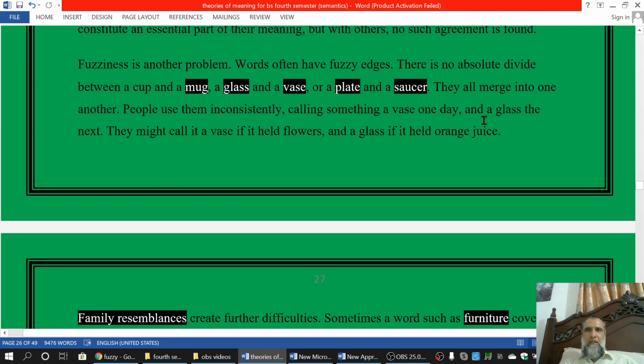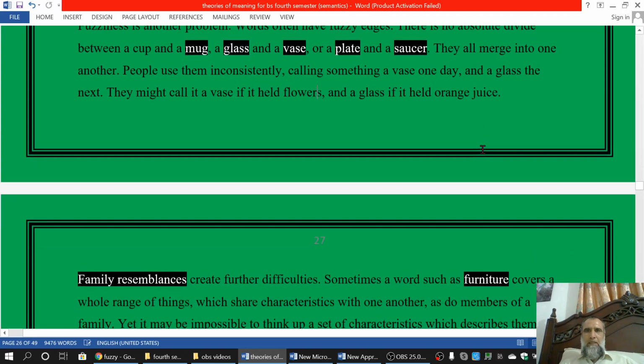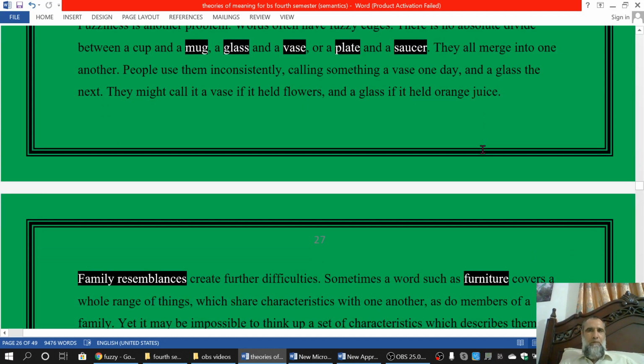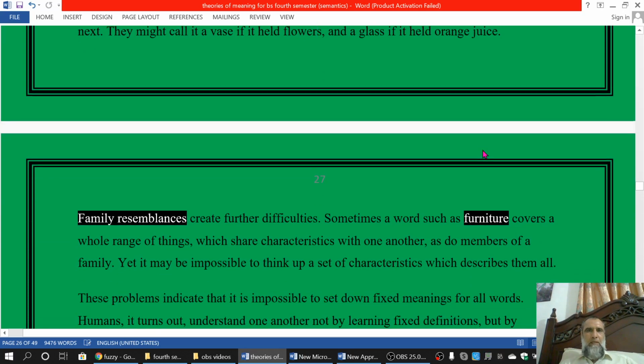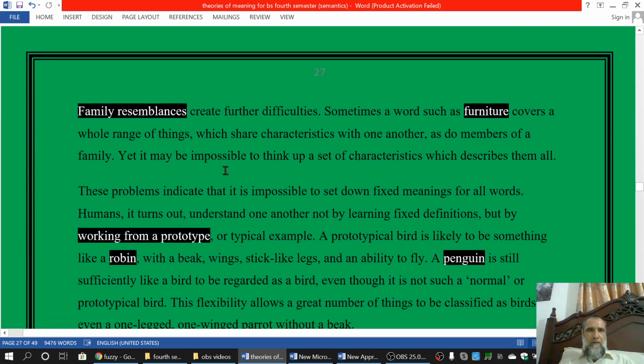Calling something a vase one day and a glass the next. کبھی واز کہتے ہیں, کبھی گلاس کہتے ہیں. They might call it a vase if it had flowers. اگر کسی چیز میں پھول ہیں تو اس کو واز کہتے ہیں. And a glass if it had orange juice. اور گلاس کہتے ہیں اگر اس میں orange juice ہو تو. And after this we discuss family resemblances.